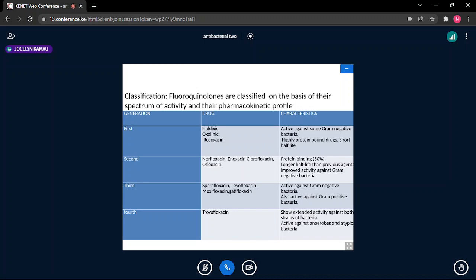So it shows extended activity against both gram-positive and gram-negative strains of bacteria, and is also active against other bacteria like the anaerobes and atypical mycobacteria or microorganisms. So you can see we are improving on the spectrum of activity as we increase the generation. And of course, as we have said, we are also decreasing the lipid solubility so that this drug can be more available to the microorganisms.